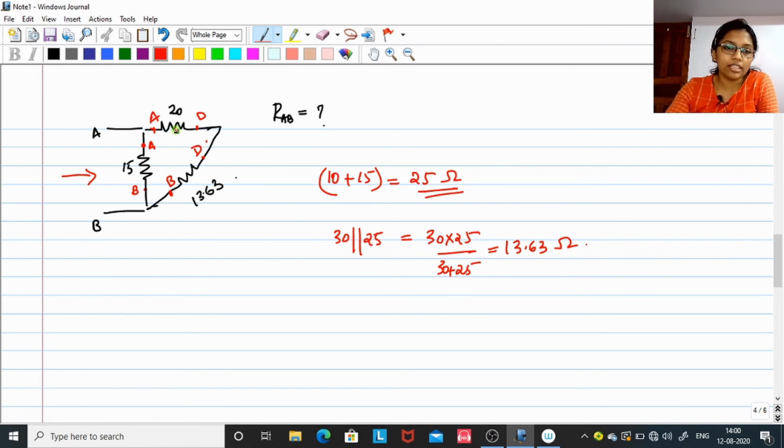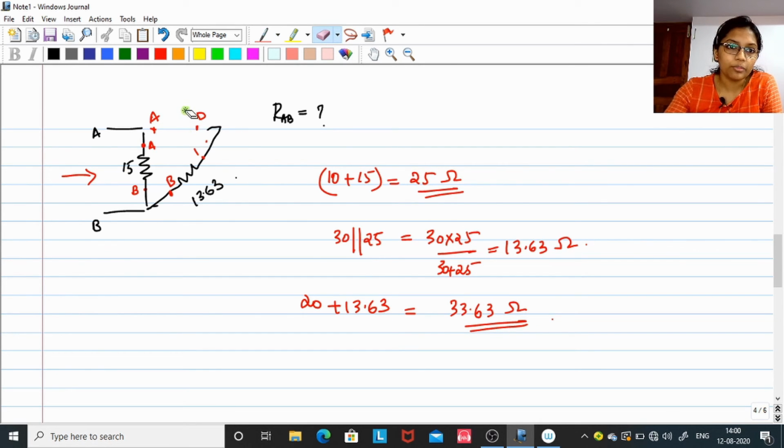Now again, you can see that 20 and 13.63 share one single point, which is D, and no branches emerge out of it. So we can say that 20 and 13.63 are in series. That is why we have addition here. So the value is 33.63 ohms. I will replace 20 and 13.63 with 33.63 ohms. Please have the markings. This point is A because it is just an extension of A, and here it is B.